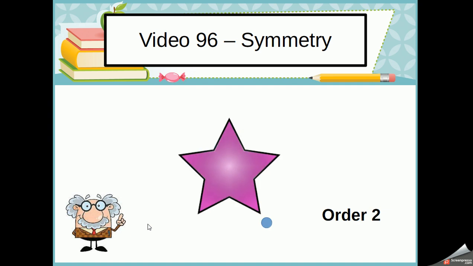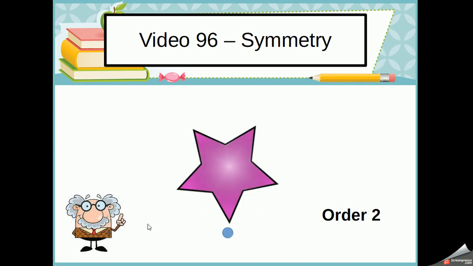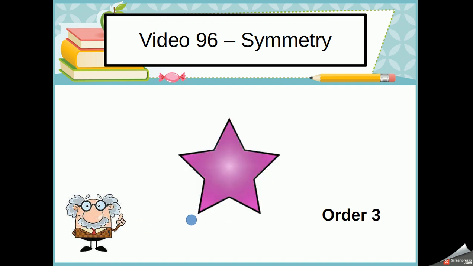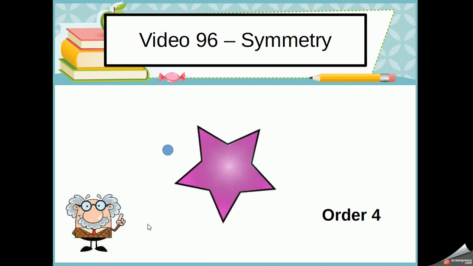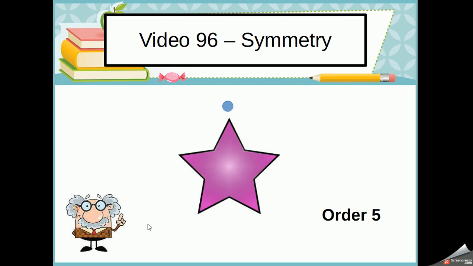It's now reached the same position a second time, so that's order 2. A third time, order 3. Fourth time, order 4. And a point to note is that we still consider going back to the original position an order, so that would be called order 5 rotational symmetry.